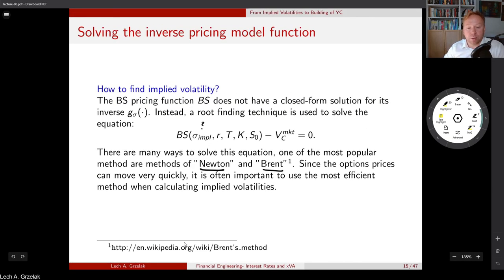So our goal is to minimize the absolute difference, because if we just minimized the difference, the solution could also be negative. So we have a certain norm here. For example, as I just defined for a yield curve, we could say we have some norm here.